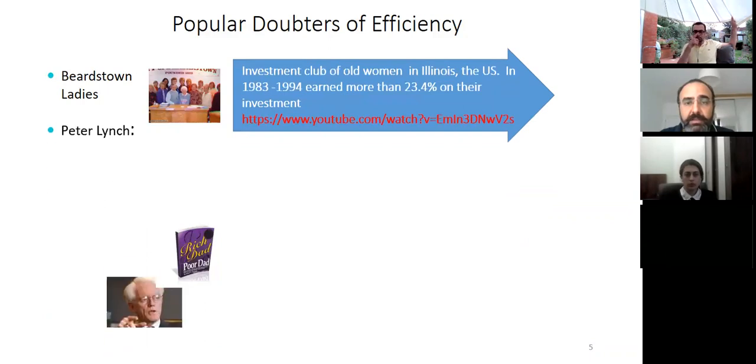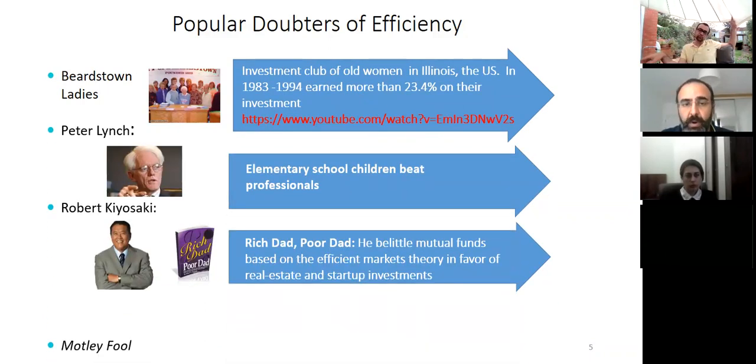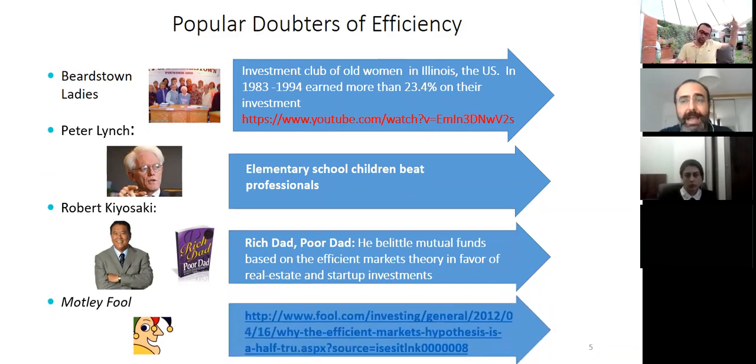There are some doubters of efficiency, which are absolutely right. They say, if there are efficiencies in the market, why are these happening? And there are very famous case studies. If you just Google them, you can find them. For example, Peter Lynch, this is a very interesting one, that elementary school children beat professionals.